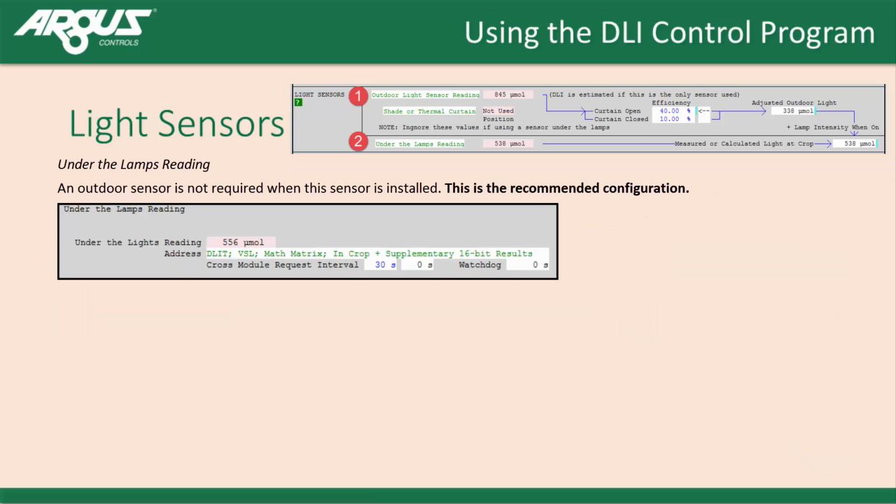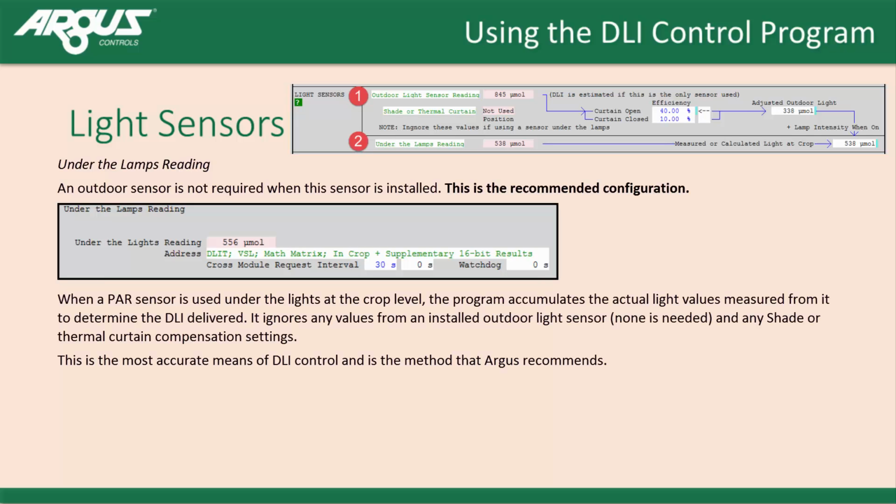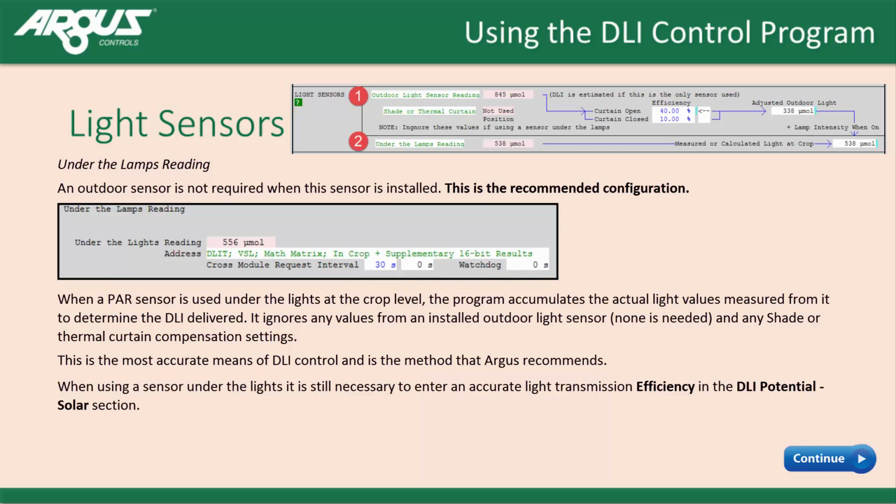Under the lamps reading. An outdoor sensor is not required when this sensor is installed. This is the recommended configuration. When a PAR sensor is used under the lights at the crop level, the program accumulates the actual light values measured from it to determine the DLI delivered. It ignores any values from an installed outdoor light sensor and any shade or thermal curtain compensation settings. This is the most accurate means of DLI control and is the method that Argus recommends.